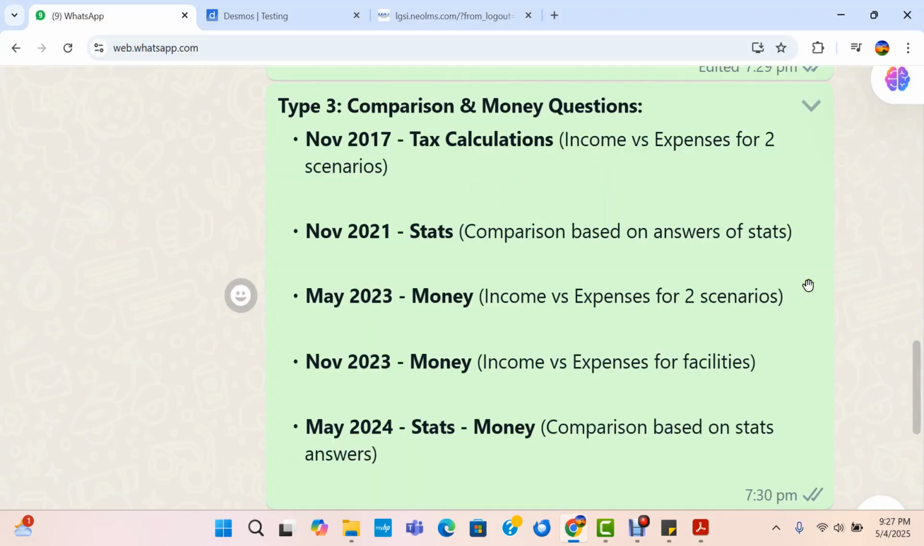So let's move on to the third type of questions in Criterion D, which is type 3: comparison and money questions. November 2017, tax calculations. We have two scenarios of income versus expenses for going abroad or staying in your home country. And we will also learn how to calculate taxes.